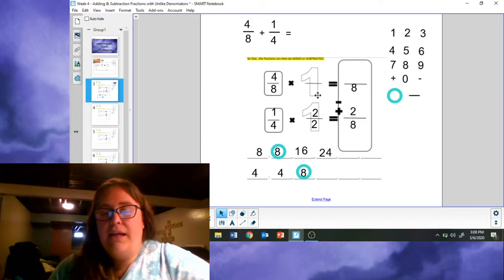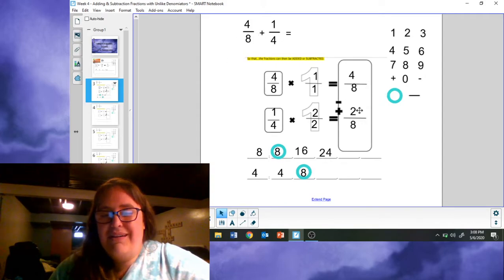Okay. 8 times what equals 8? Don't be tricked by this. It's just 1. This fraction is actually not going to change. A form of 1. 1 over 1 is 1. 4 times 1 is 4. See? Didn't change. 4 eighths and 4 eighths.